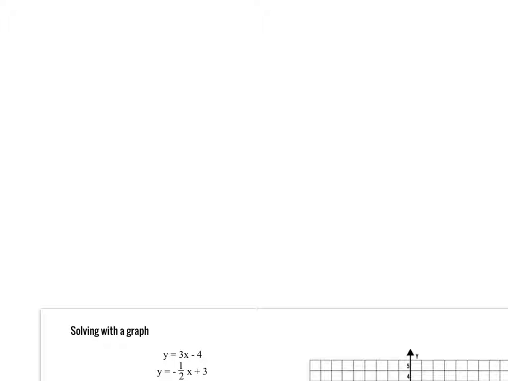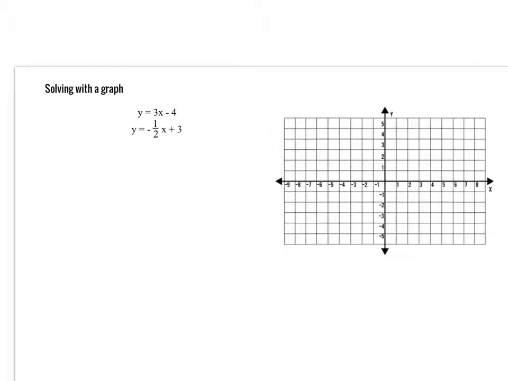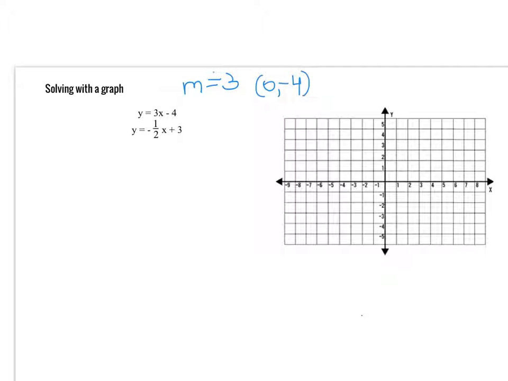Okay, now the graphs. Now let me move my page up a little bit here. Here we go. Now we are going to solve this equation using a graphical approach. So we just did the numerical approach, and now we're going to do the graphical approach. Well, we know how to graph these two lines. In fact, the first line has a slope of 3 and has a y-intercept of 0, negative 4. Now make sure you always write the y-intercept as an ordered pair because it's a point.